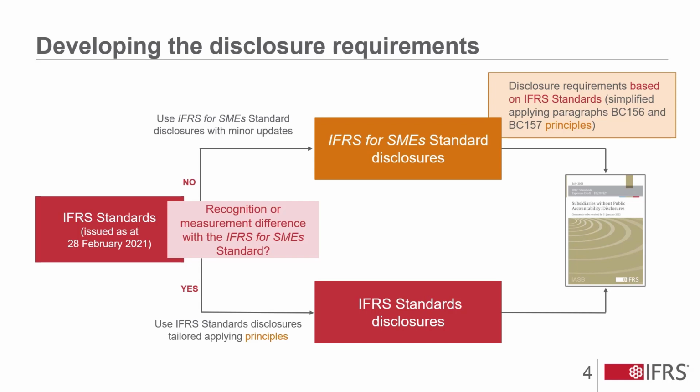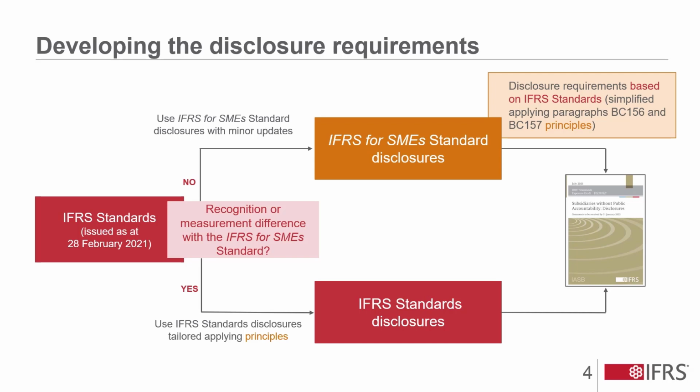The board compared each IFRS standard individually with the relevant section of the IFRS for SMEs standard to identify these differences. For example, in considering what disclosures should be required for inventories, the board compared the recognition and measurement requirements of IAS 2, the IFRS standard for inventories, to Section 13 of the IFRS for SMEs standard, the applicable section on inventories. In cases where there is no recognition and measurement difference between the two standards, the board used the disclosure requirements in the IFRS for SMEs standard, but updated them to align terms, language, and paragraph references.